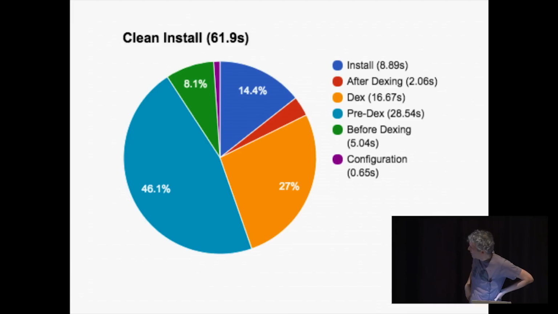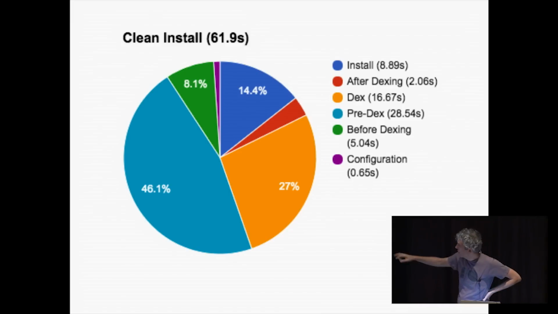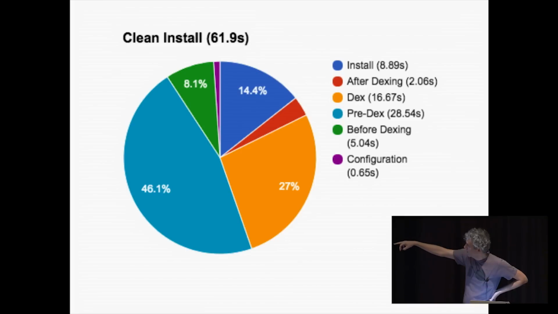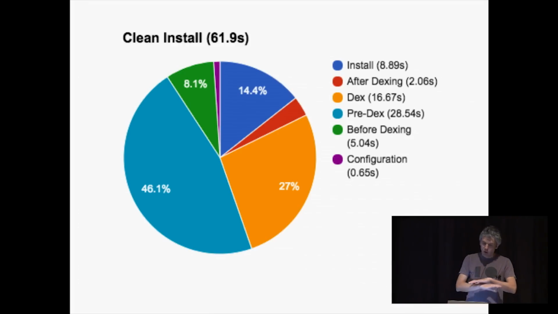You see the big bottlenecks are dexing, predexing and installation. That is where, I don't know, 90% of the time is going when you do a clean install, when you remove everything and you build again.